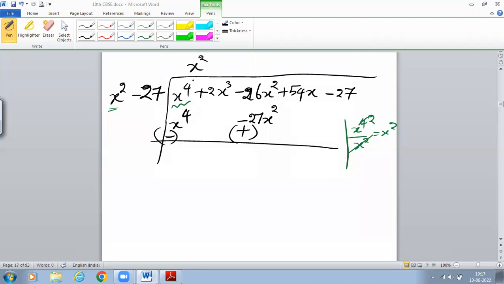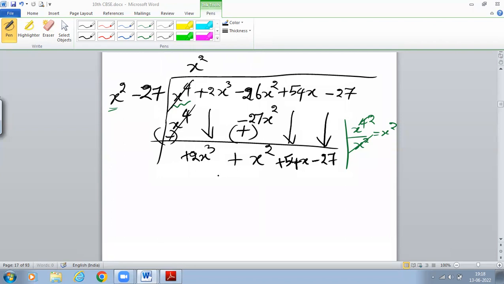Now x power 4 minus x power 4 gets cancelled. We bring down the plus 2x cube. Then minus 26x square plus 27x square is plus 1x square, which we simply write as x square, no need to put 1. So we got plus 2x cube plus x square. Now we can also bring down the other two terms, plus 54x as well as minus 27.